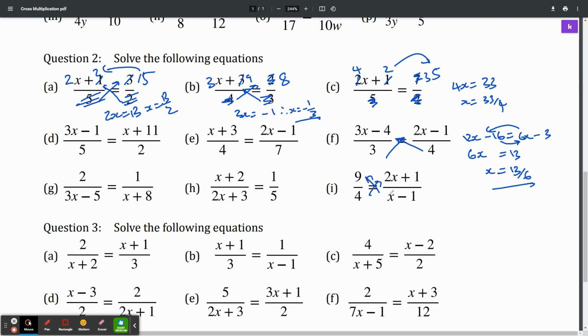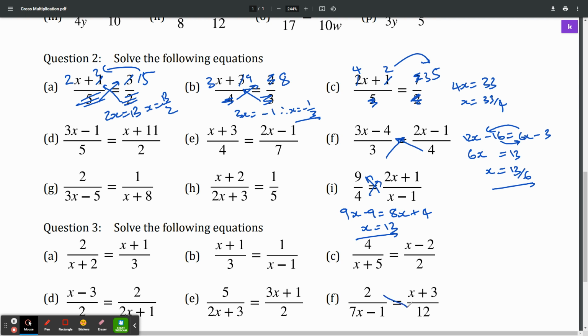The next one we cross multiply here, it will become 9x minus 9 equals 8x plus 4. This becomes 8x, this becomes x, and negative 9 plus 4 is 13. So x equals 13 for this one.